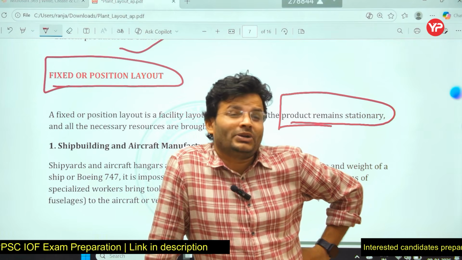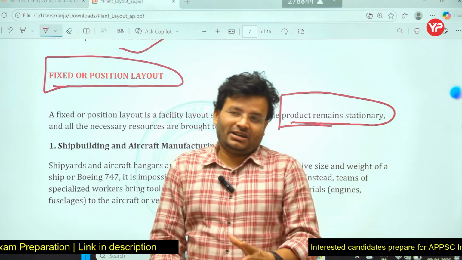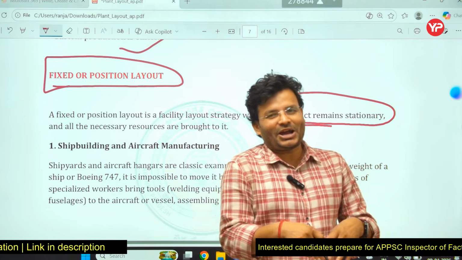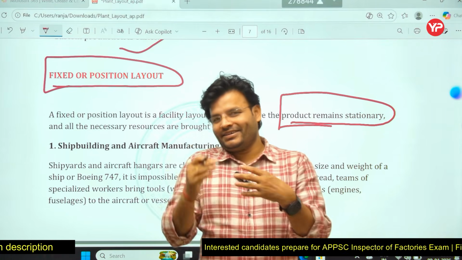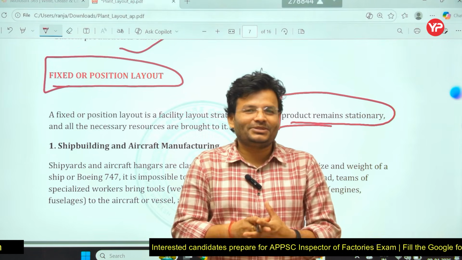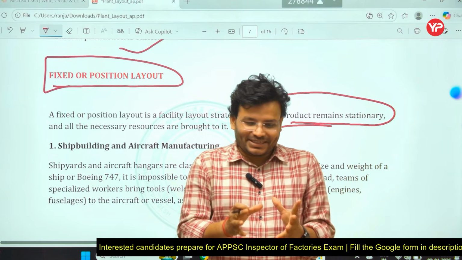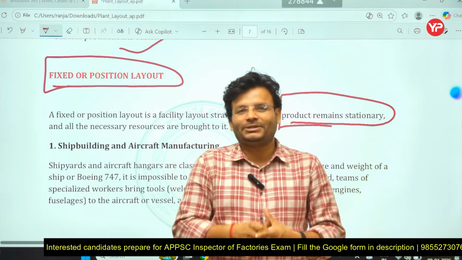So what do you have to do? Can you work on the line department? Okay, you have to make a building, or let's say a restaurant, or you can say a mall. This comes under the category of fixed, or you can say position layout.